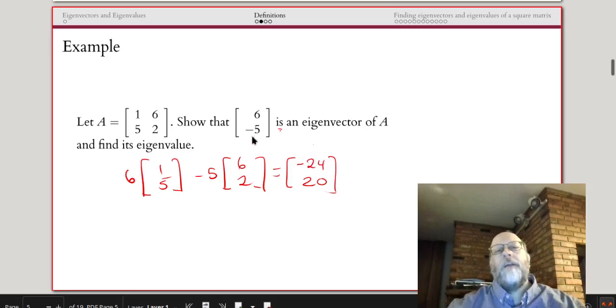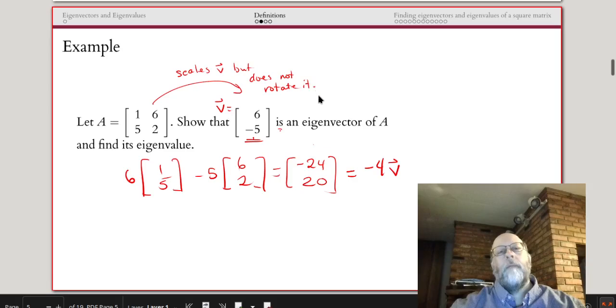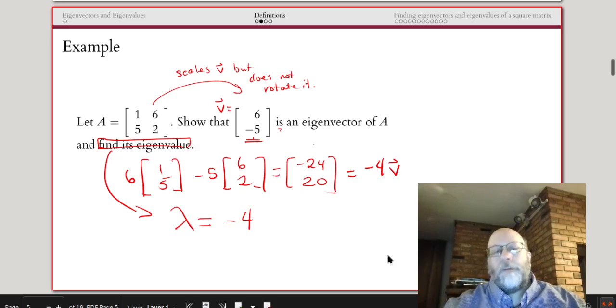This vector here is an exact multiple of the vector we started with. If I call this starting vector v, this is exactly -4 times v. And so this matrix affects v by just scaling it, but does not rotate it. And the second part of the question is to find the eigenvalue. Well, the eigenvalue is -4. And again, we usually use the Greek letter lambda to stand for the eigenvalue. And so lambda is equal to -4. So if I give you a vector and you want to test to see that it's an eigenvector, we just multiply out this linear combination and see if the answer is a multiple of the vector that we started with.